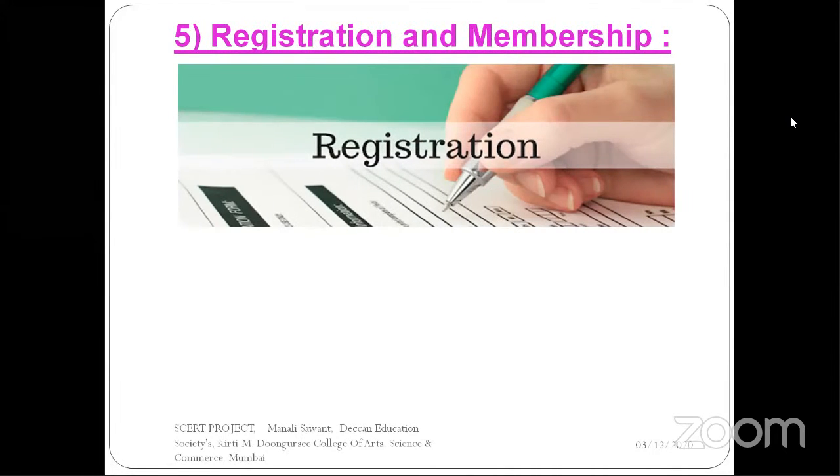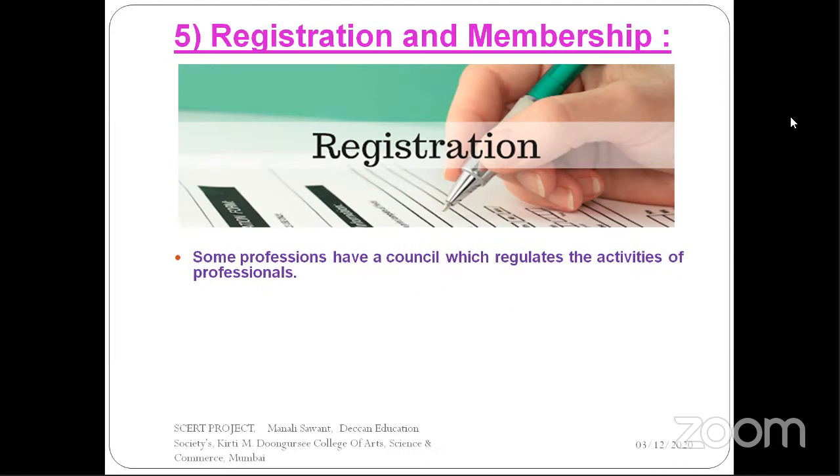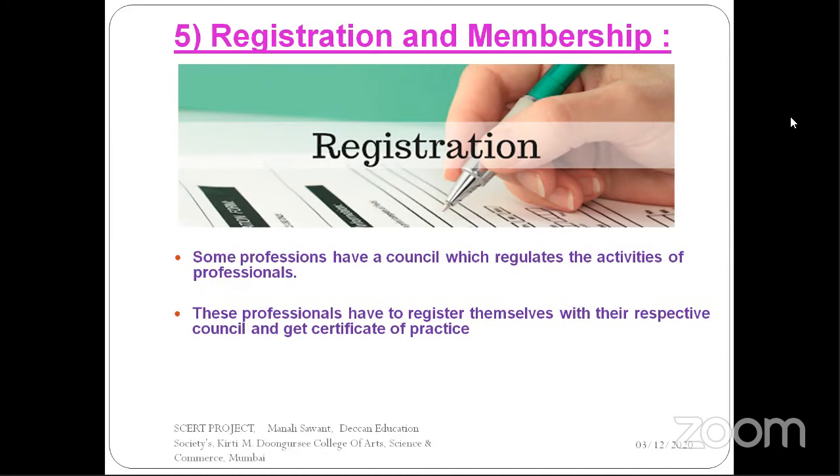Does it require registration? Should he be a member of any organization? We will see. Some professions have a council which regulates the activities of professionals. These professionals have to register themselves with their respective council and get a certificate of practice.